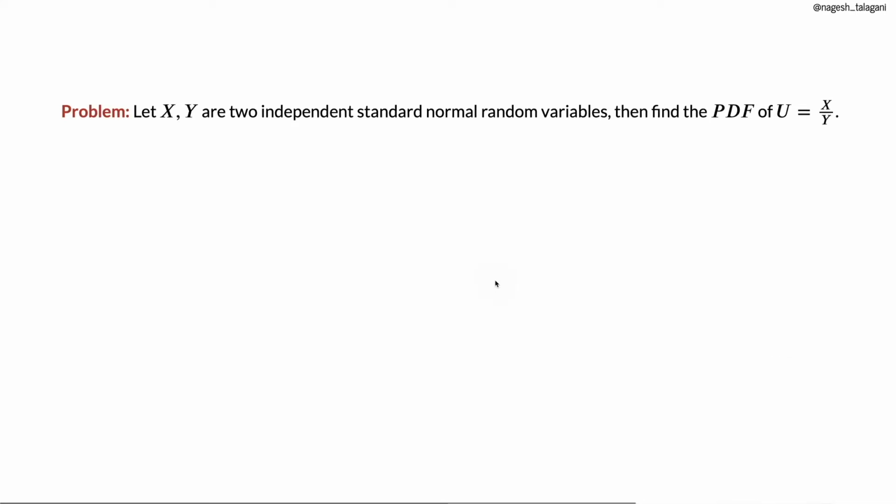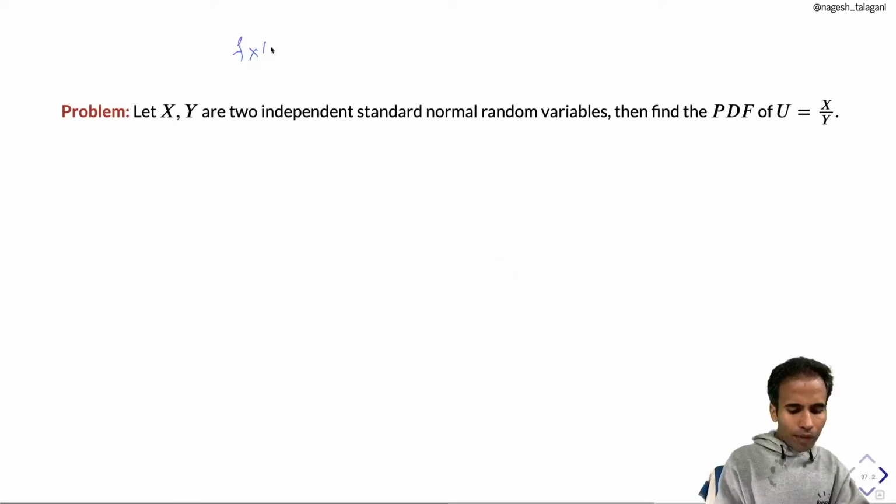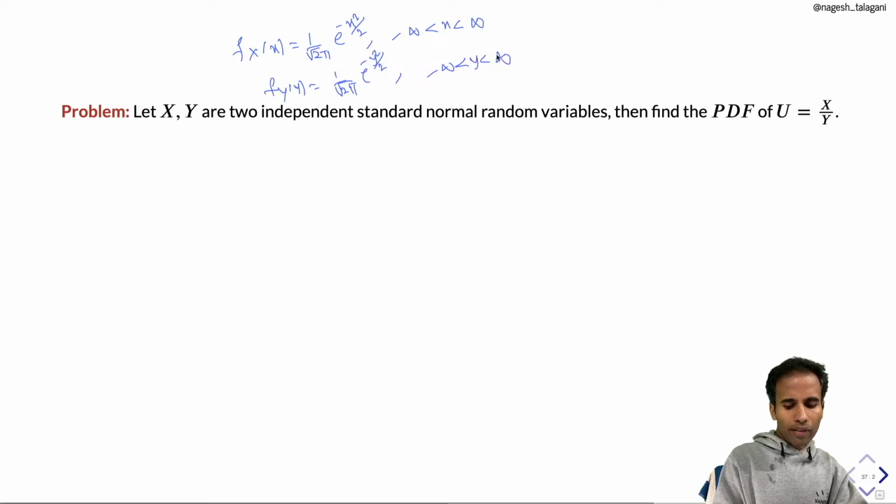Problem. Let X and Y be two independent standard normal random variables. Then find the PDF of U equal to X by Y. Here X and Y are standard normal random variables. So the PDF of X I can write as 1 by root 2 pi e power minus x square by 2 for minus infinity less than x less than infinity. The PDF of Y is 1 by root 2 pi e power minus y square by 2 for minus infinity less than y less than infinity.